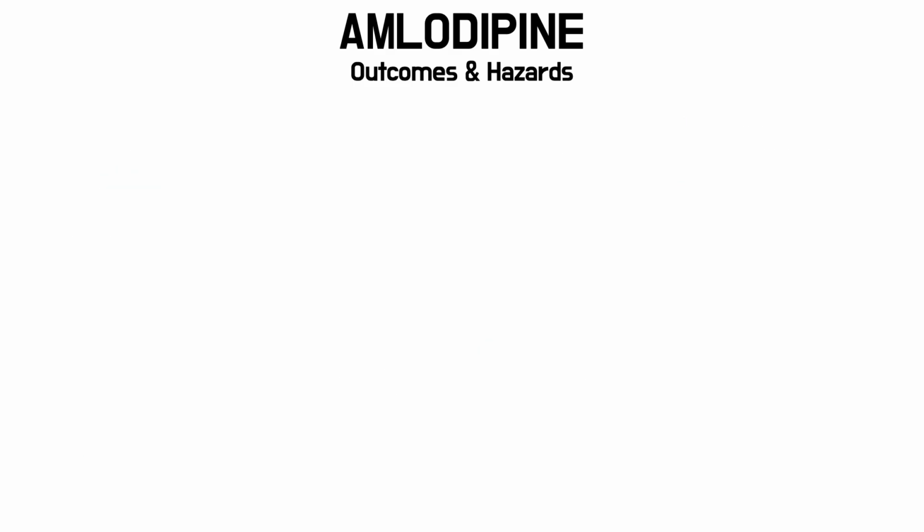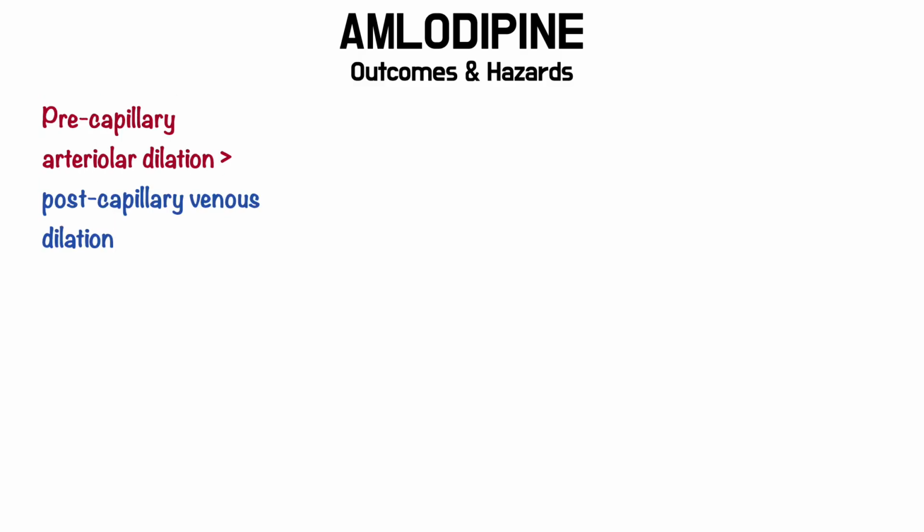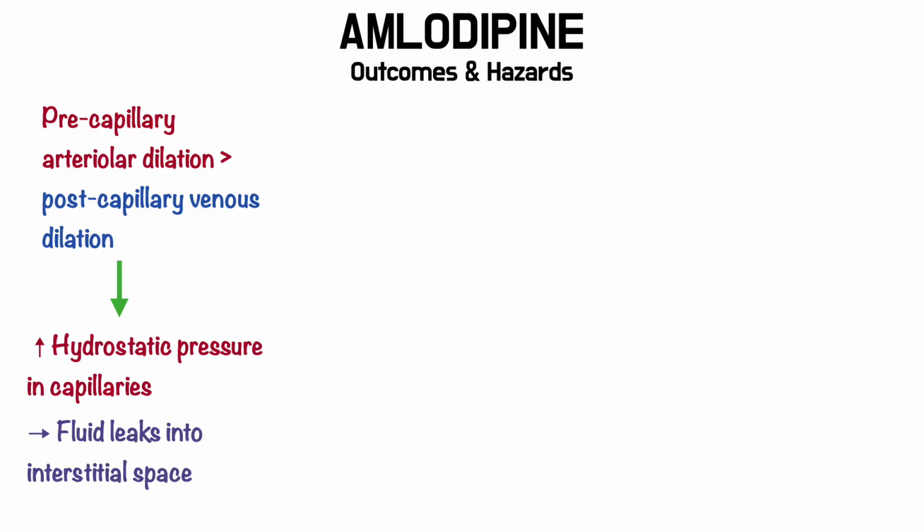And since we all know that there is vasodilatation happening, what actually happens is that precapillary arteriolar dilatation is more than postcapillary venous dilatation, and that will lead to an increase in hydrostatic pressure in the capillaries, and that will lead to fluid leakage into the interstitial space, and that manifests as peripheral edema.